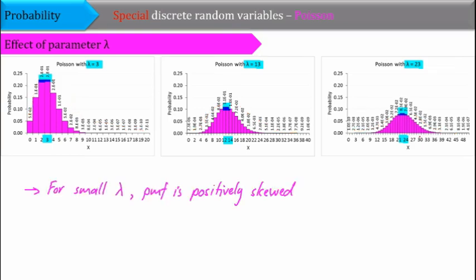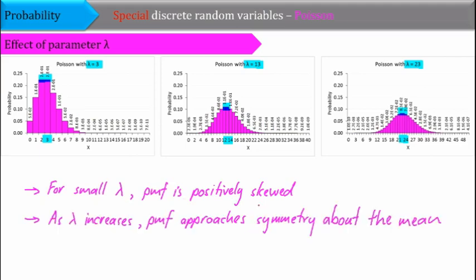So if we look at our conclusions, then we can say that for small lambda, the PMF is positively skewed. But as lambda increases, the PMF approaches symmetry, and it's symmetry about the mean. In other words, the mean will be in the middle, and the distribution will be tending towards symmetry around that value.